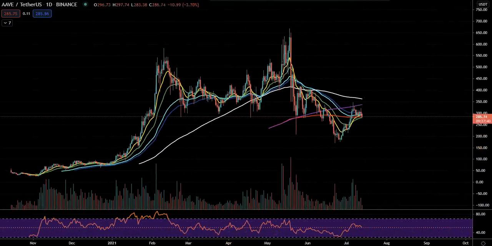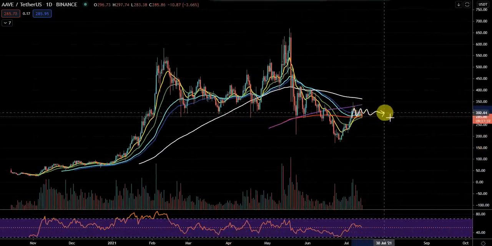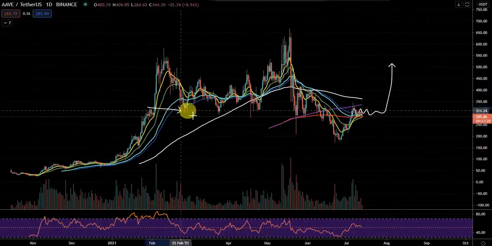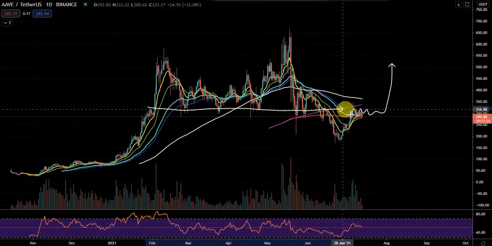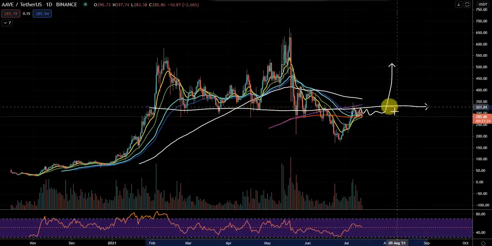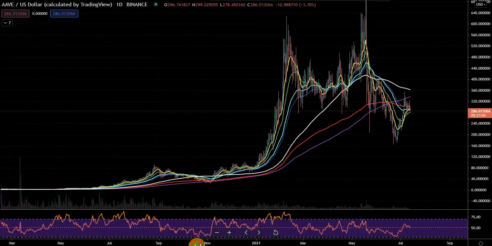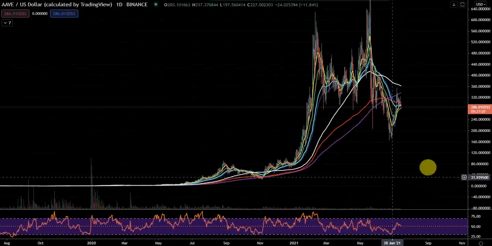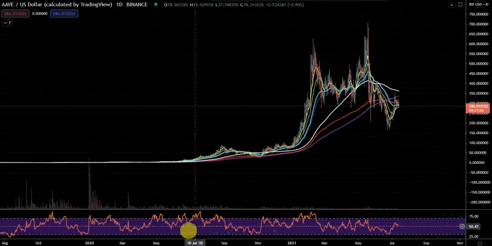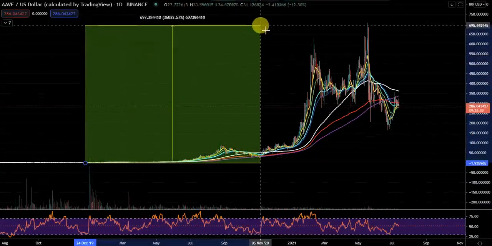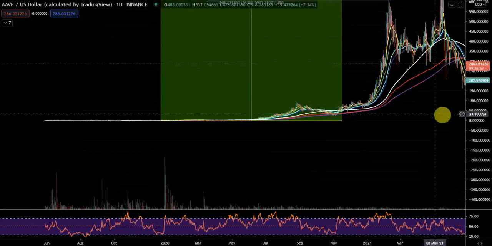Now, could we start basing here and break back to the upside? I mean, it is very possible, but we need to be aware and careful that this is a major resistance point. Now, if I change charts here, you can see AAVE has moved from, you can't even see the price action back here. It's gone that crazy to the upside.